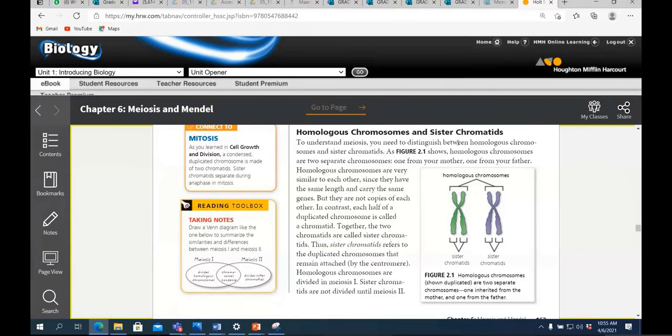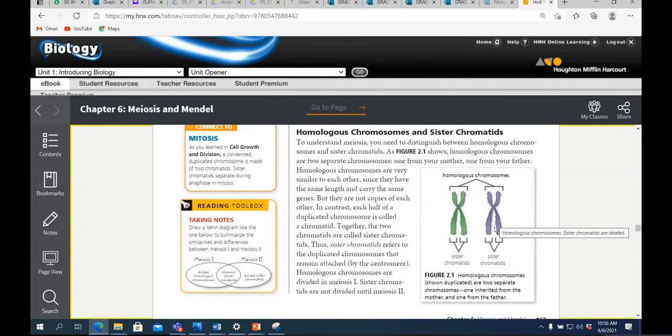To understand meiosis, you need to distinguish between homologous chromosomes and sister chromatids. Now you know the difference between homologous chromosomes and sister chromatids, isn't it? This figure shows homologous chromosomes, which are two separate chromosomes, one from your mother and one from your father. Imagine green is from mother and blue is from father. Homologous chromosomes are very similar to each other since they have the same length and carry the same genes. But they are not exact copies of each other; they resemble each other in size and structure. That is why they are known as homologous chromosomes, isn't it?